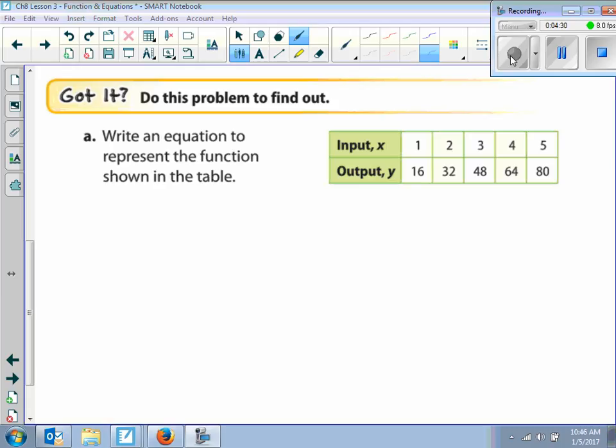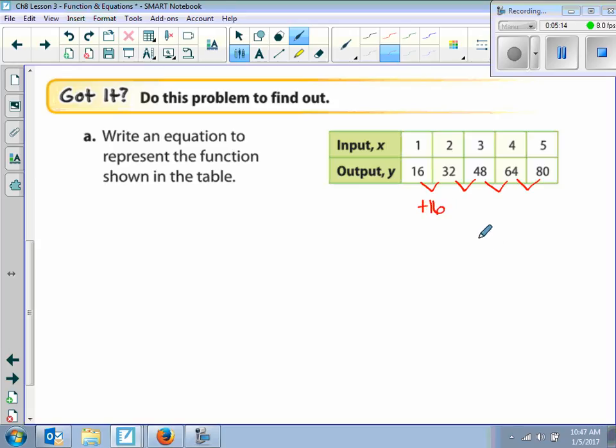All right. So we want to write an equation to represent the function shown in the table. So you should write your table down. Okay, make sure you write your table so you have your information in your spiral. And then we're going to show our work on the table. Okay, so we're going to look at the pattern of our y values. So going from 16 to 32, how did we do that? Add 16, right?